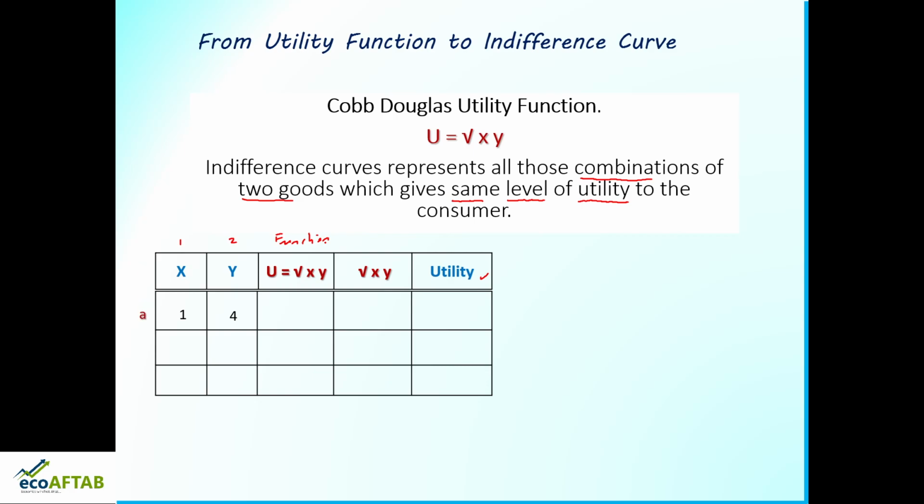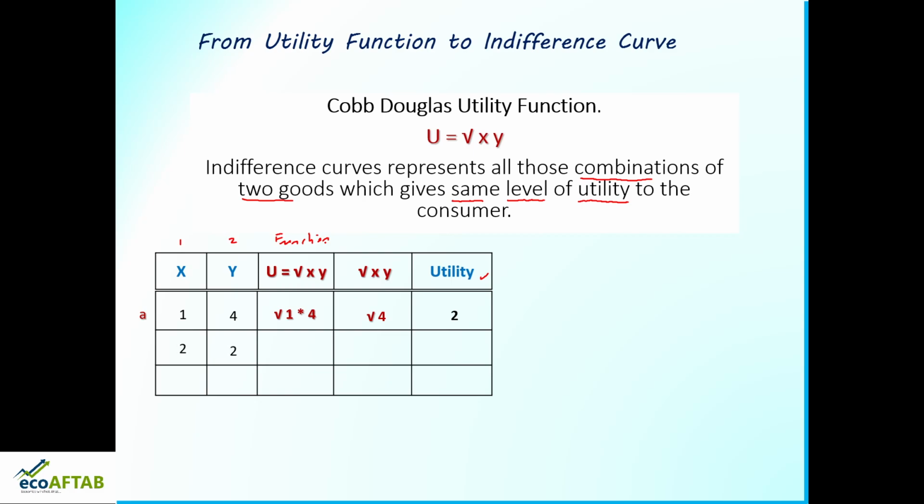U is equal to, so this is our combination A. So, A combination से हमें utility क्या मिल रही है? Square root of 1 into 4. So, जब हम 1 into 4 करेंगे तो क्या मिलेगा? Square root of 4. Square root of 4 का आंसर क्या आएगा? It is 2. So, from A combination with 1 unit of x and 4 units of y, we are getting utility of 2. Remember, this 2 is only for the sake of preference. It is having no mathematical or cardinal significance.